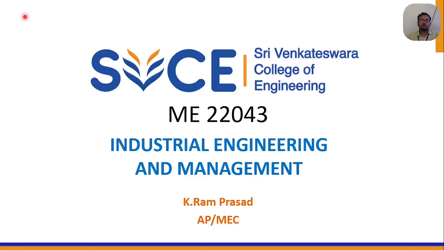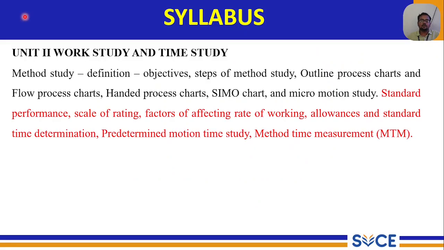Welcome you all to the subject of Industrial Engineering and Management. This video will see about the remaining topics of Unit 2. So these are the topics we should be seeing in today's video: standard performance, scale of rating, factors affecting the working rate, allowance, predetermined motion study, and method time measurement.